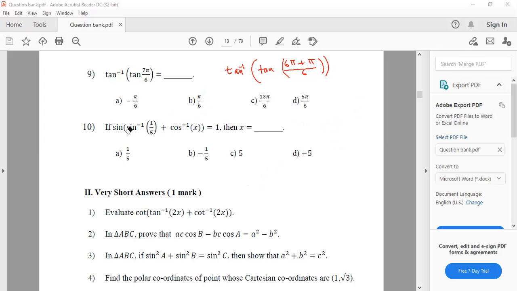What to do in this one? Bring the sine to this side. Sine inverse of 1, which is pi by 2. So x is automatically, sine inverse of a number plus cos inverse of the same number is pi by 2. So x is equal to 1 by 5. Only if these are the same number can it be pi by 2. This question is going to come. This question is also important.